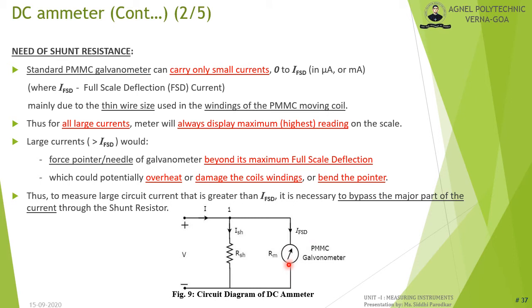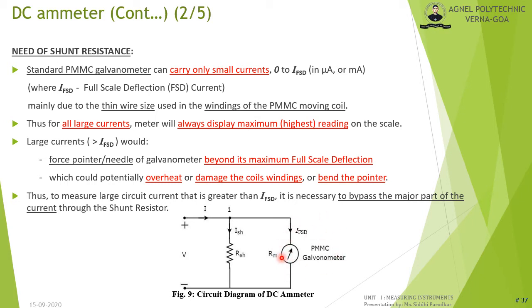Standard PMMC galvanometer can carry small amount of currents which ranges in microamperes or milliamperes. Now this range can be defined from 0 to IFSD, where IFSD is the full scale deflection current which is required for full deflection of the pointer or the needle of the galvanometer. The reason why this PMMC galvanometer can carry only small currents is mainly due to its thin wire size of the windings used in the PMMC moving coil. If there was no shunt resistor, all large currents would have flown through the PMMC galvanometer and would always display maximum or the highest reading on the scale.